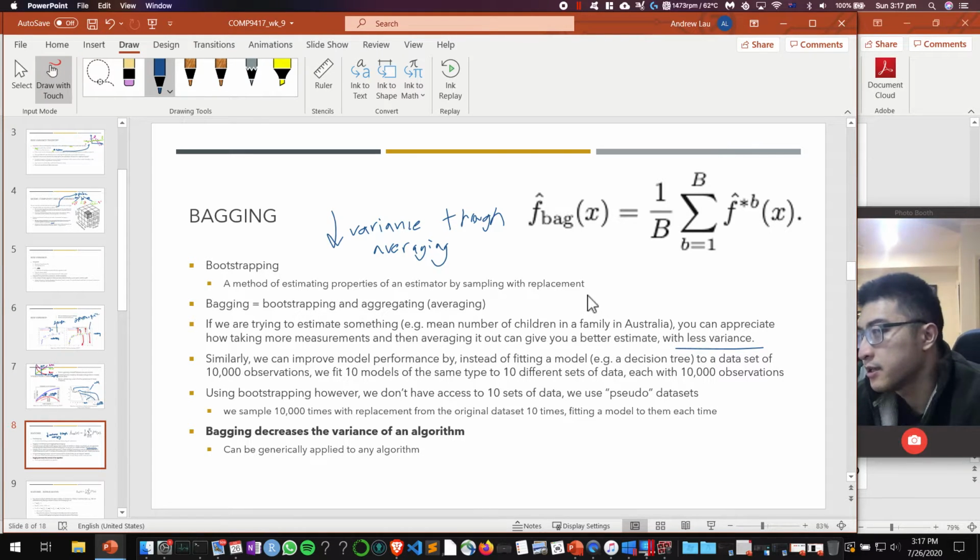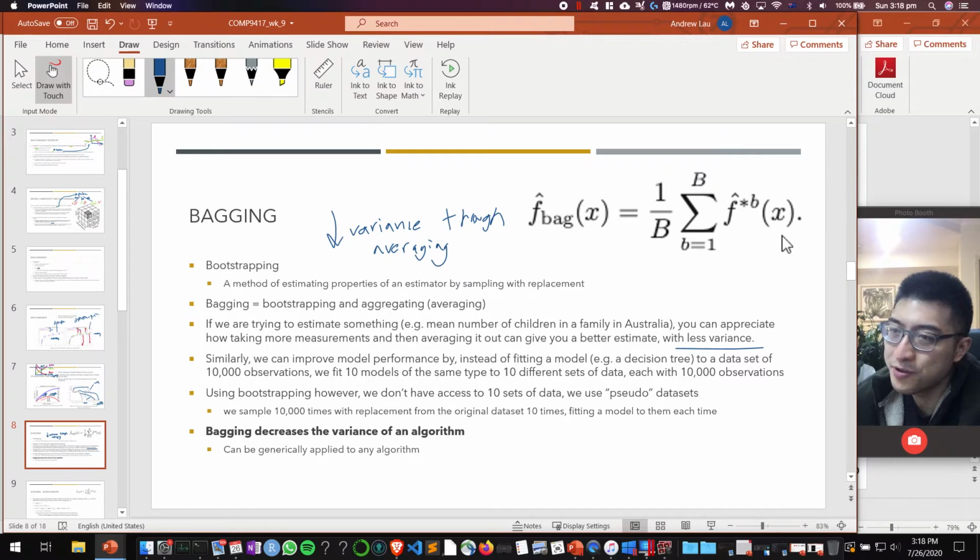Now, the nuance here is that you're using the same data set. Bootstrapping is kind of funny, so there's two things: bagging, and bootstrapping. Bootstrapping is a statistical method where you estimate some property of an estimator by sampling with replacement. So let's say you have a data set of, say, 1,000 observations. You might sample 1,000 from there, with replacement, so you could get several of the same observation.